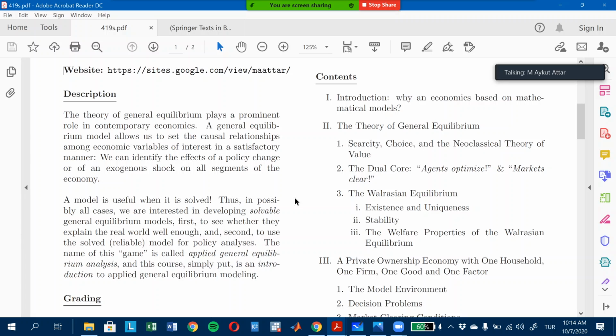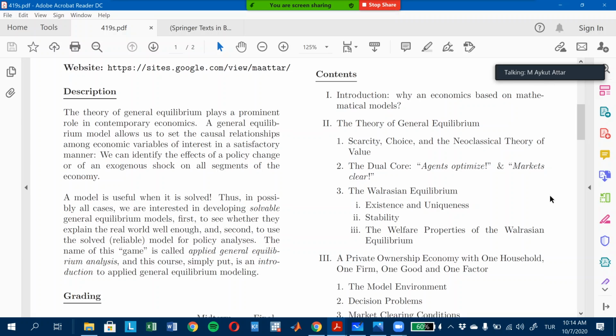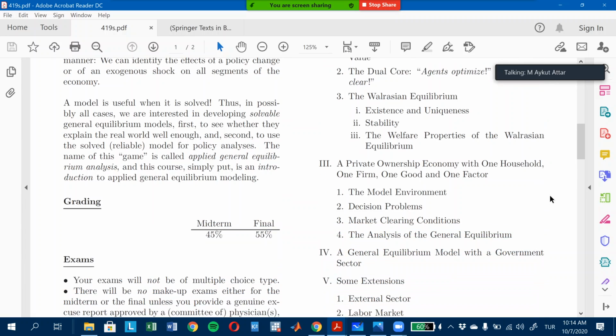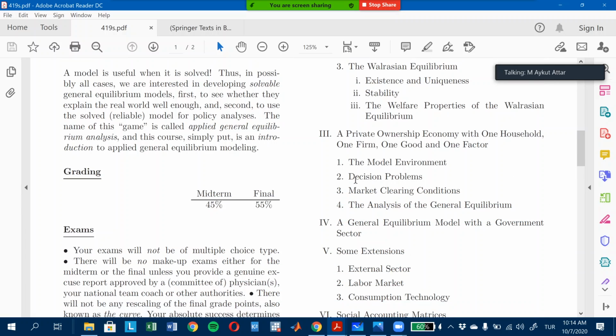So in the second part of this course, in this part 2, we study the simple Walrasian model. In the simple Walrasian model, we directly work with the demand functions. Then we're gonna see in part 3 a very simple toy model. In this toy model, we will have one household, one firm, one good, and one factor. So this is one by one by one by one model.